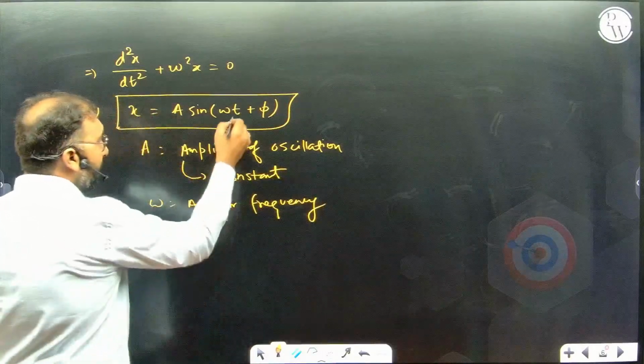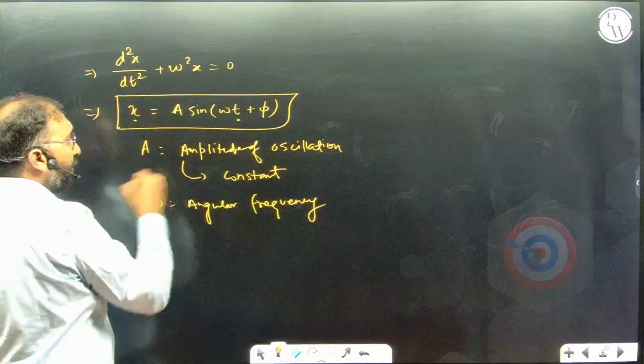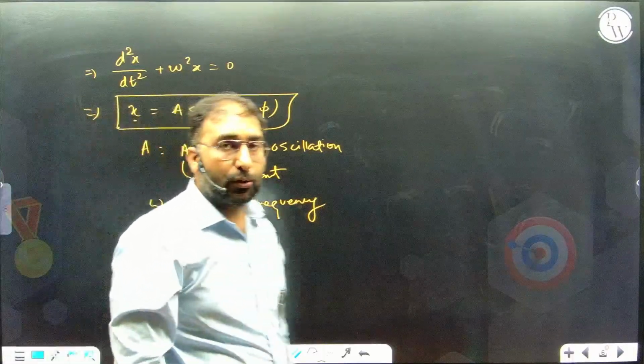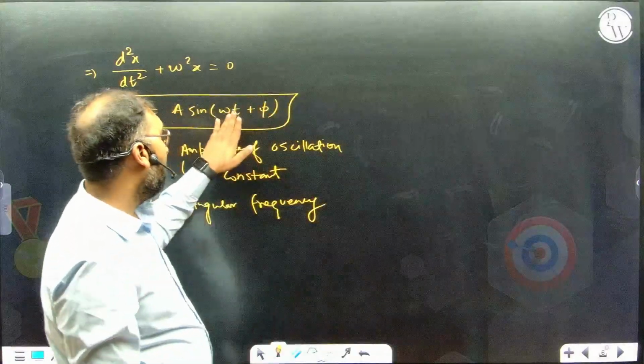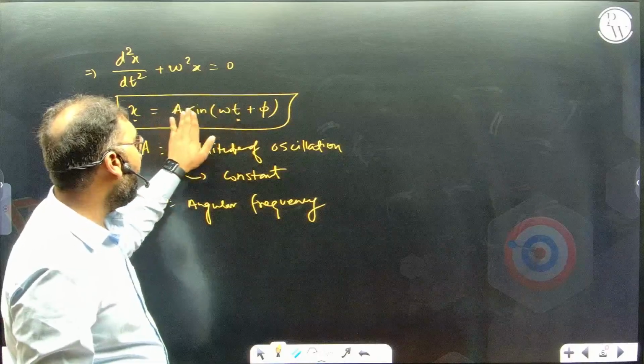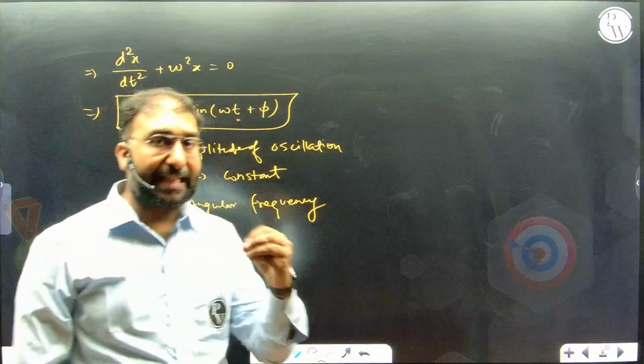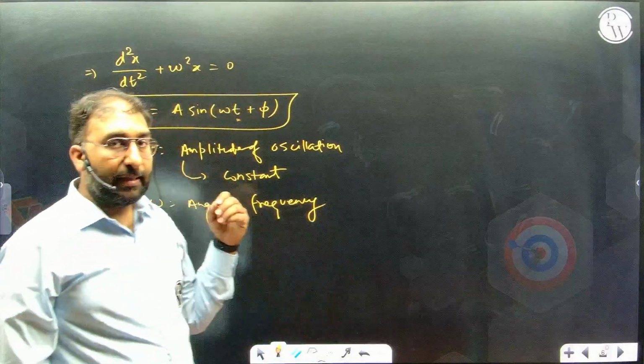Angular frequency, and this represents the time. So this x represents the instantaneous position of the particle at any given time t. If you put t equals 0 here, this term will become 0, and this will be a sine phi. So the particle is located at a position of a sine phi when the time is 0.